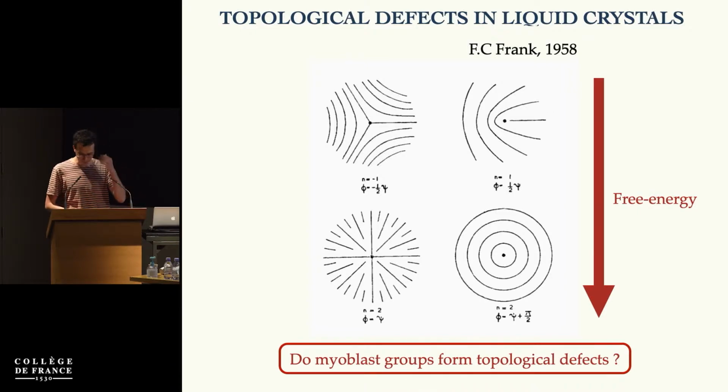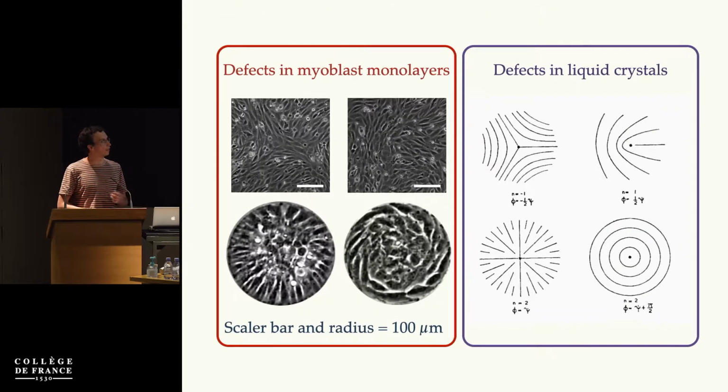Next we wondered whether these defects would also be present in myoblast monolayers, and this is a mapping between these two states. I hope you can see the analogy between these configurations. The two examples on the top were extracted from the previous movie. I just took the best images, and the two examples in the bottom, I will explain in a few minutes how we obtained them.